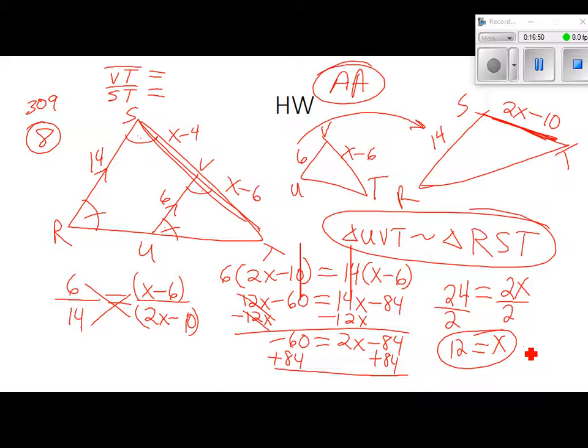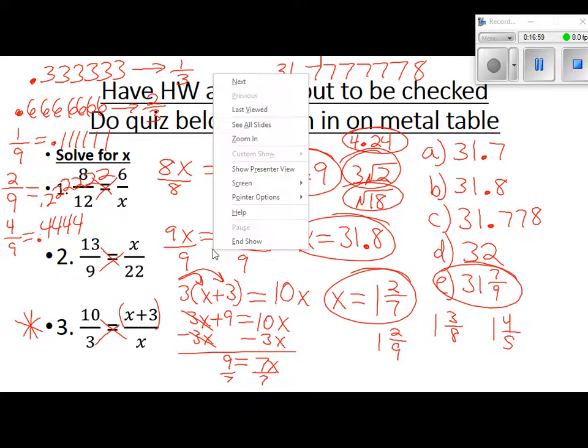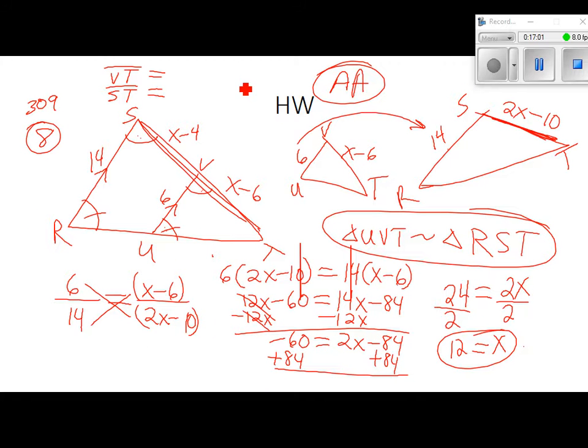What's the other thing they ask us to find? They actually ask us to find the others. These two lengths, right? How do I find VT? How am I going to find the segment VT? Plug in. Where do I plug it in at? Right here, x minus 6, in place of x, what do I stick in there? Let's just put 12 right there. What is 12 minus 6? 6. So that's segment VT. That's another one of our answers.